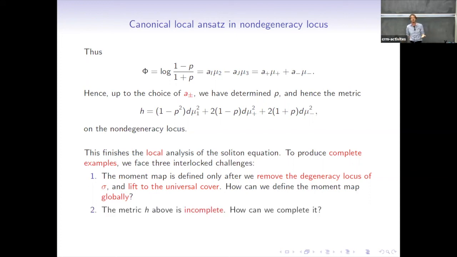So that's one problem. Another problem is that you quickly realize that these metrics H, as expressed here, appear to be incomplete. Of course, that's maybe to be expected once you remove part of the manifold. In any case, one and two are linked issues: we've removed the degeneracy locus and H is incomplete. And we end up proving that the incompleteness locus is precisely the vanishing locus.